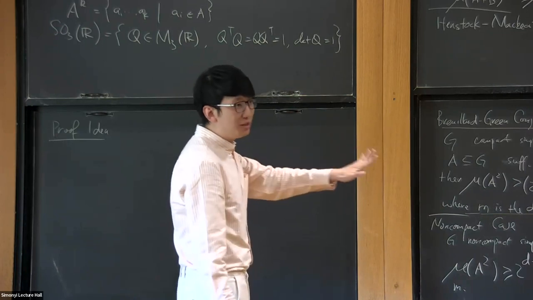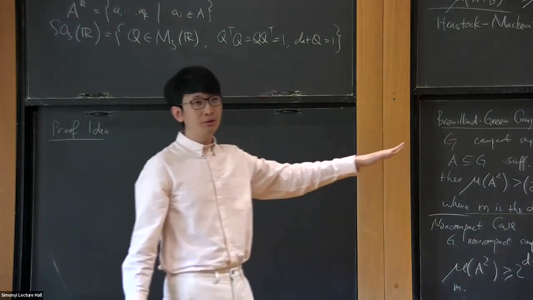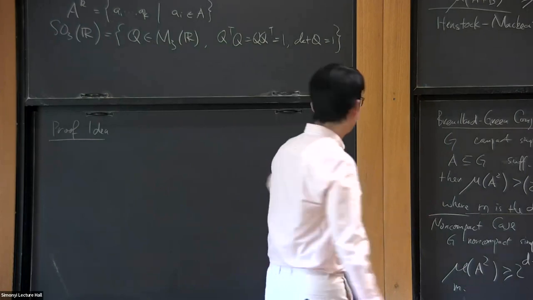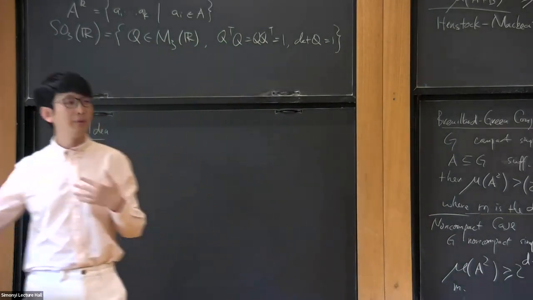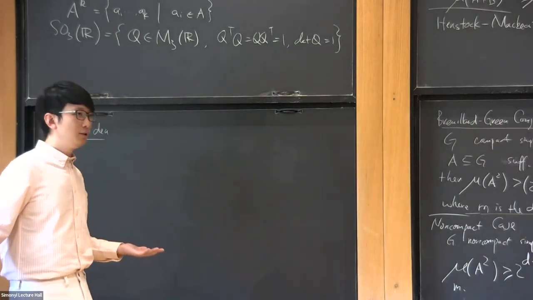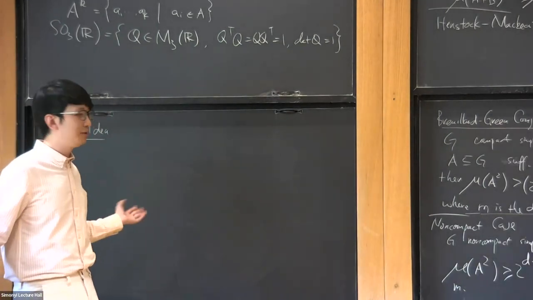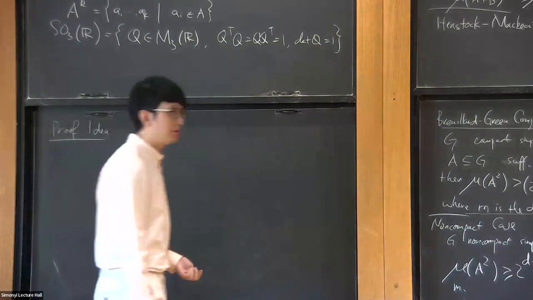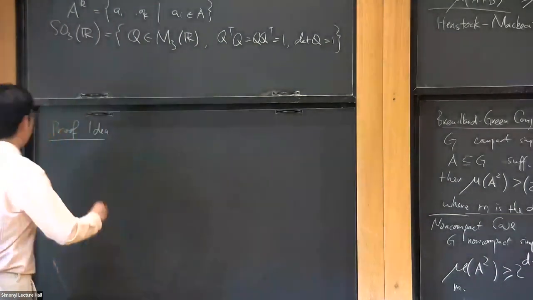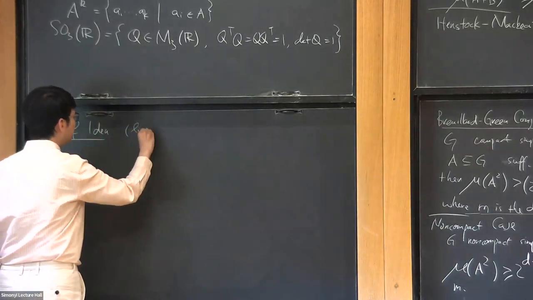So I mentioned in a non-compact case, we have the Iwasawa decomposition, and that helps us a lot. But in a compact case, we don't have it. So our idea is, what about taking a limit? Can we transfer the compact group setting to non-compact groups? And then we can use the Iwasawa decomposition. So that's the general idea. Limit argument.